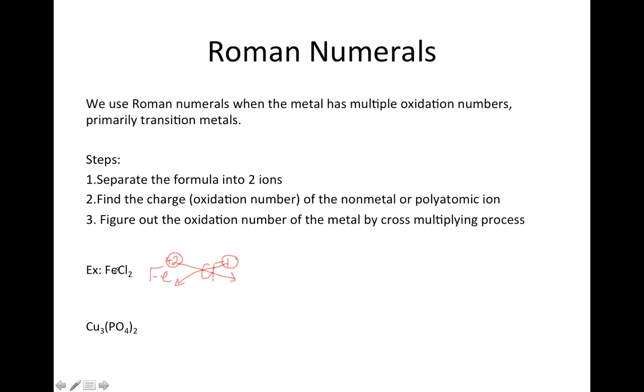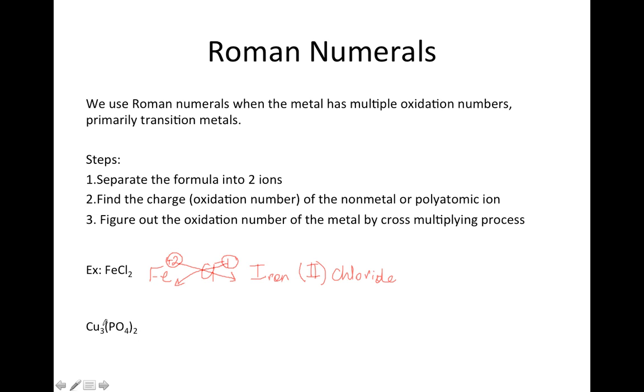Now that we know iron's oxidation number, we can go ahead and write the full name. This is a metal and a non-metal, and our metal is a transition metal. That's why we need to write the Roman numeral. So first we write the name of the metal, which is iron. It is followed by the Roman numeral, which we figured out here is II. And then we write the name of the non-metal with the ending "ide." So we say chloride. Therefore, our name for FeCl2 is iron(II) chloride.